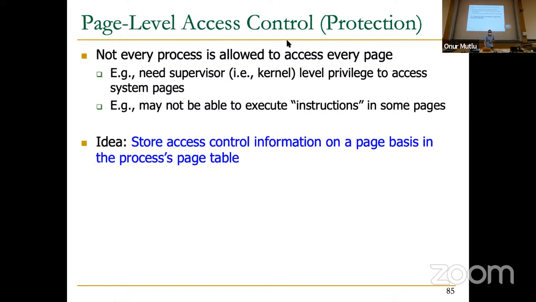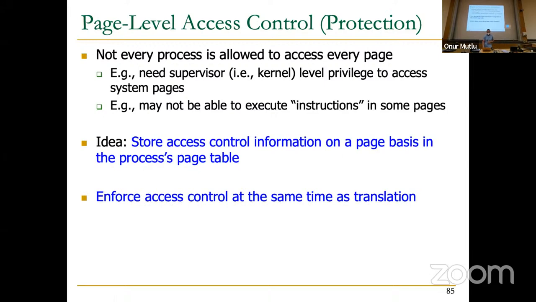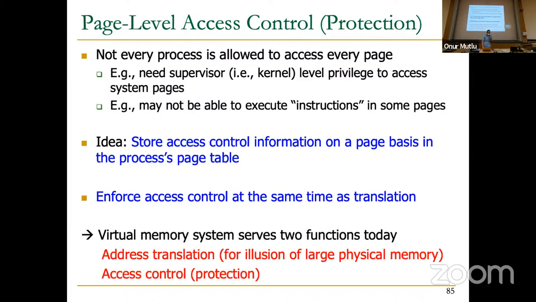And the idea is to store access control information on a page basis in the process's page table and enforce the access control at the same time as translation. So that's kind of the beauty of the virtual memory. It couples these two completely independent things. While you're doing translation, you also look at access control and you say, oh, I don't have access to this page. So then you don't translate. You get an access protection fault and your process gets kicked out, or the exception handler kicks in basically.